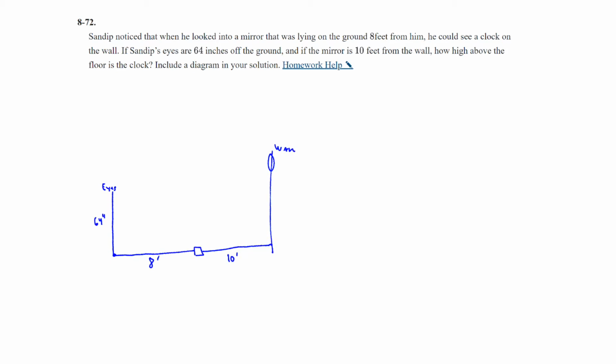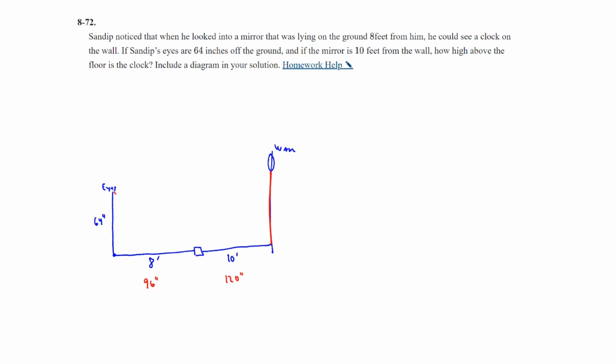Alright, so double check all that. I think I got that set up correctly. We're trying to figure out how high above the floor is the clock. So we're looking for this distance here. Alright, I went ahead and marked. I noticed that our units were in inches and feet, so I went ahead and changed 8 feet and 10 feet to inches so that I had everything in the same units.